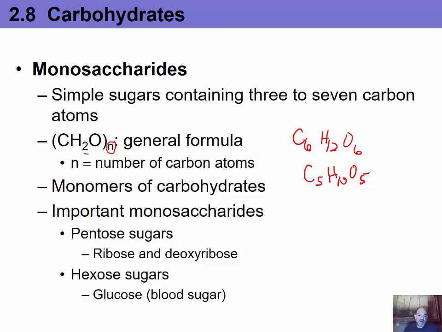Okay. So the monosaccharides are the monomers of carbohydrates. Important monosaccharides include pentose sugars, or pentoses, like ribose and deoxyribose, which are found in RNA for ribose and DNA for deoxyribose. So that's where the D comes from: deoxyribose, deoxyribonucleic acid, and then ribose for ribonucleic acid. An important hexose sugar is glucose, which is what is measured when we measure blood sugar.